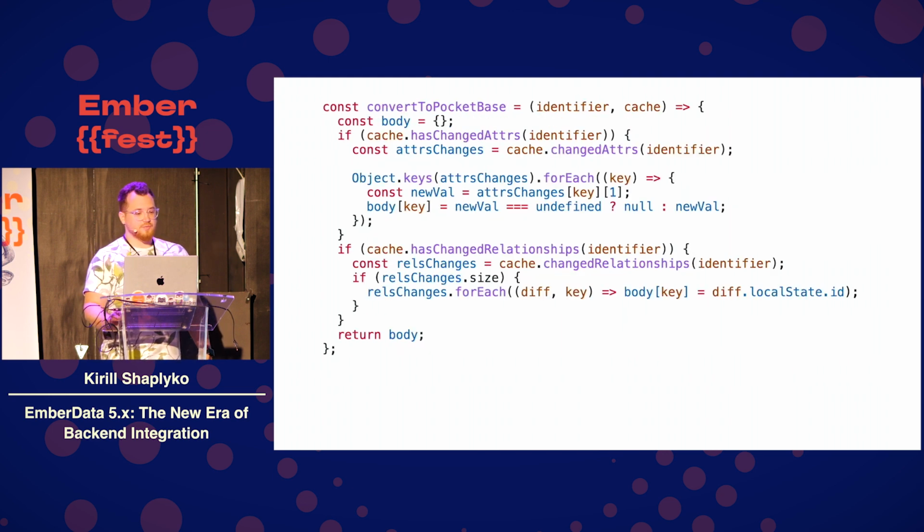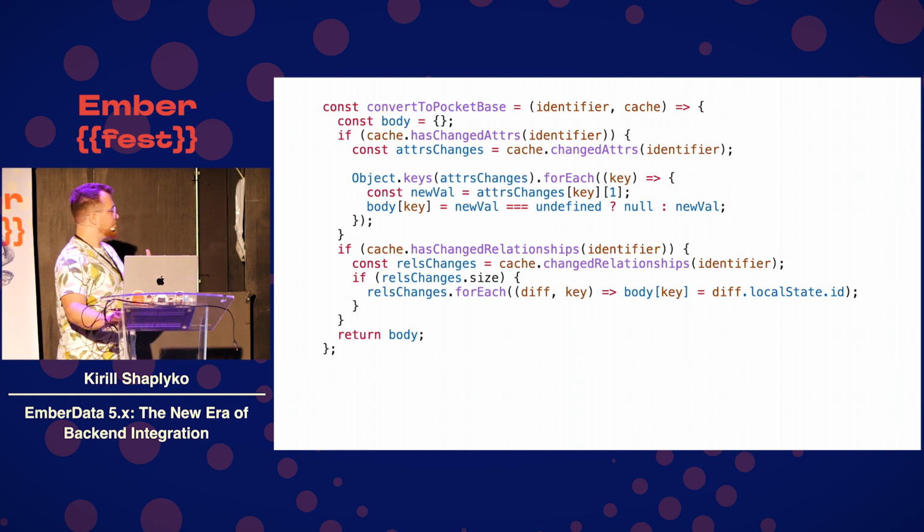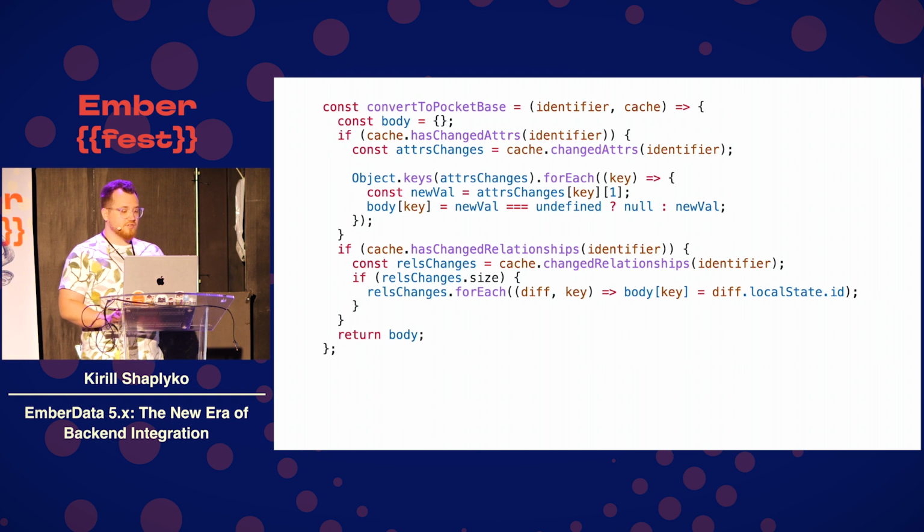let's have a look. So convert to the PocketBase is similar to what it used to be on the serializer, but we deal with a different concept here. We have identifier and we have a cache. The identifier is a unique ID for any record in the store, in the cache, and the request. It's the same across the whole of EmberData, and it's useful to identify the record anywhere. So with this identifier, we can check on the cache if we have some changed attributes. We pick the changed attributes. If we have changed relationship, we pick the changed relationship from the cache, and then just convert to the flat object that PocketBase expects from us.